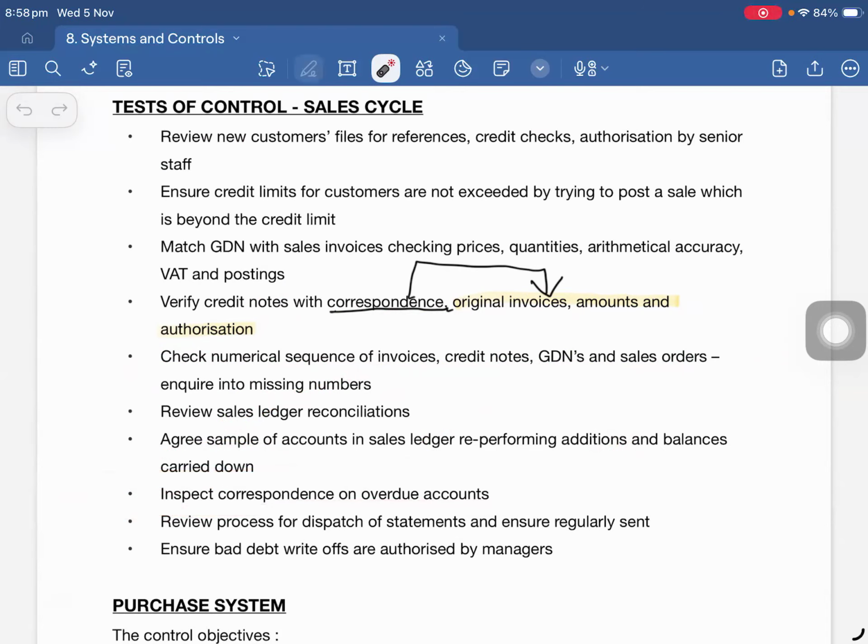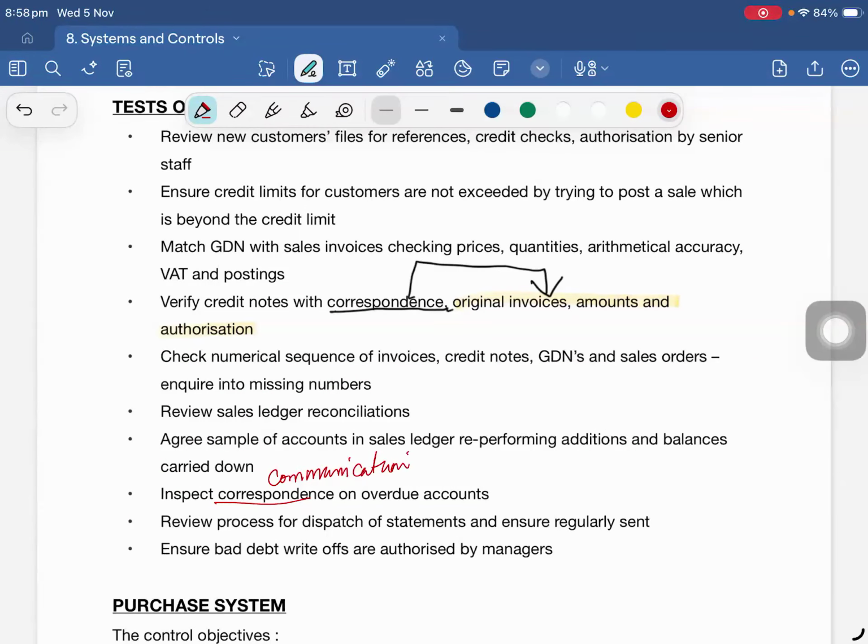Now, for the outstanding balances, you're going to review the correspondence. Correspondence is simply all forms of communication, nothing major. It just means communication of all sorts. It could be email, it could be message, it could be a phone call. Clear? It could be getting to them personally. So all forms of correspondence.